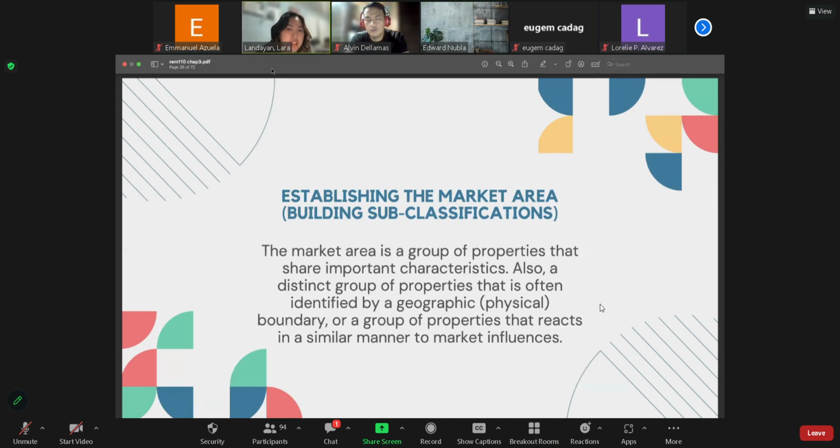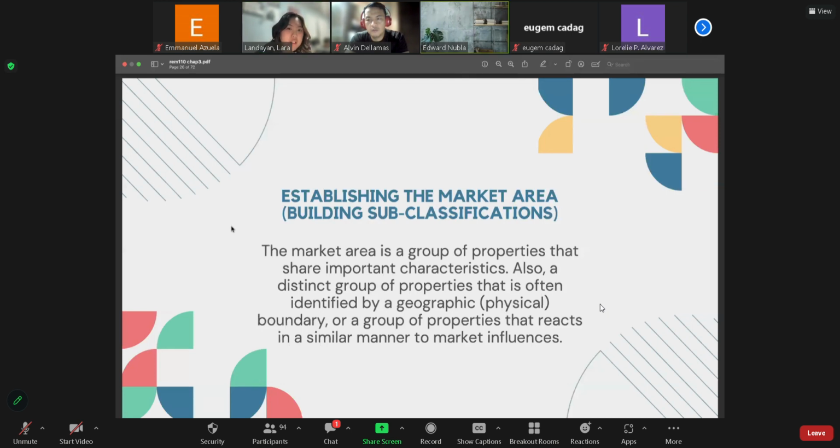Okay po. So under establishing the market area is a group of properties that share important characteristics. It is a distinct group of properties often identified by a geographical physical boundary or a group of properties that reacts in a similar manner to market influences.